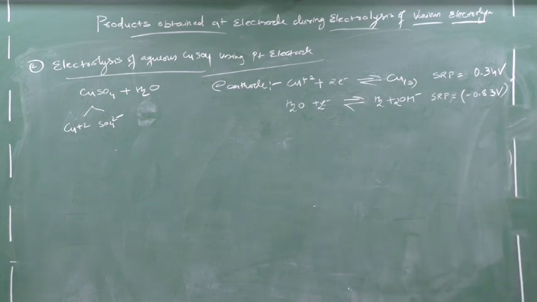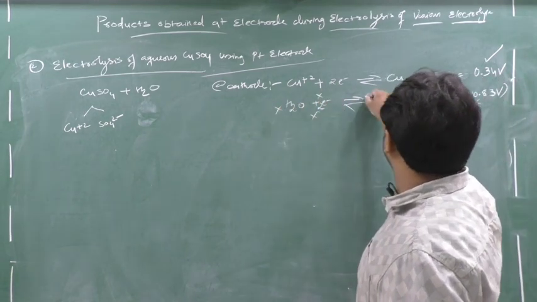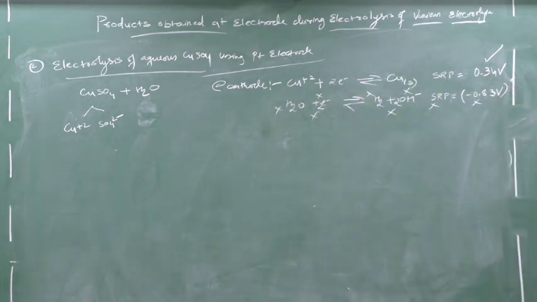Now the lesser the value means anode and the more the value means cathode. So who will win the race here? The one with more value will win the race, and the water reaction will not come. So this reaction will not occur at the cathode. Which reaction will occur at the cathode? The Cu plus 2 reaction will occur at the cathode. Now we will come to the anode.